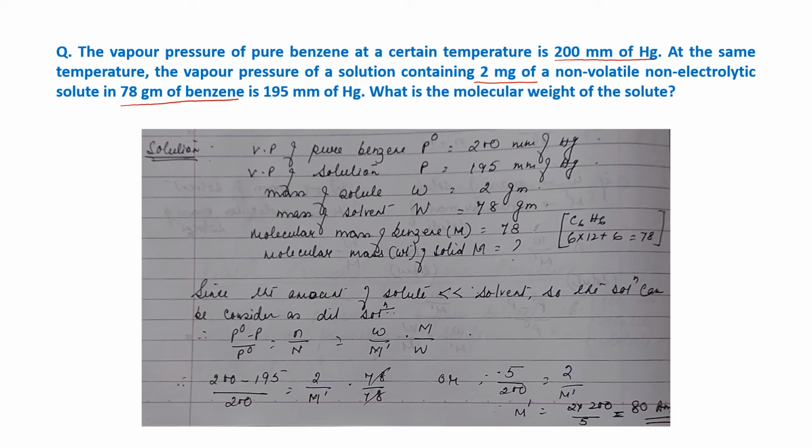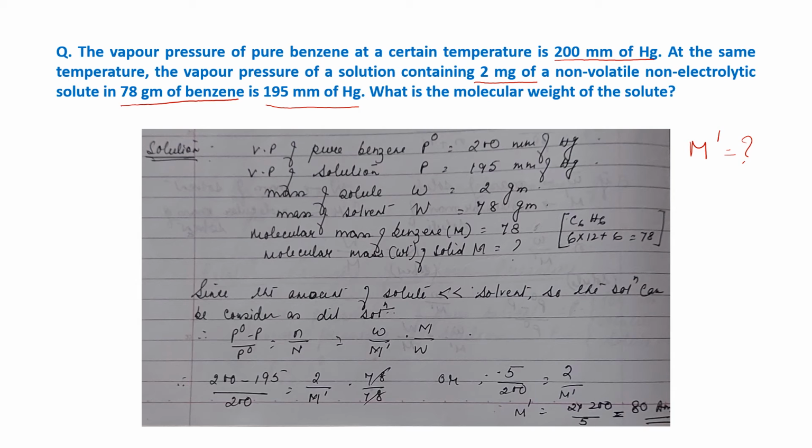Benzene here is the solvent. Mass of the solvent is 78 gram. And the vapor pressure for that particular solution is 195 millimeter of mercury. P is equal to 195 millimeter of mercury. What is the molecular weight of the solute? You have to calculate the molecular weight of the solute. That means you have to calculate M dash, the value of M dash.